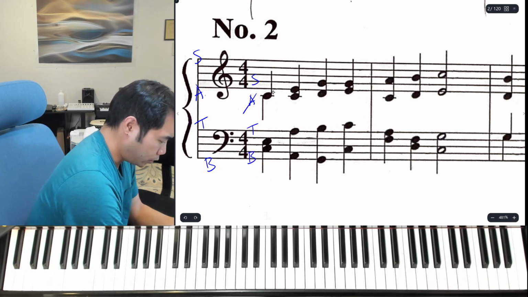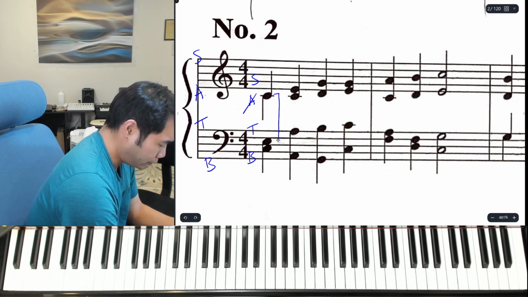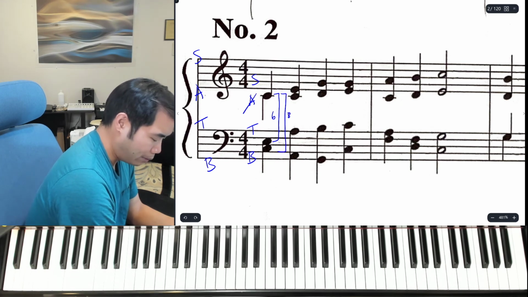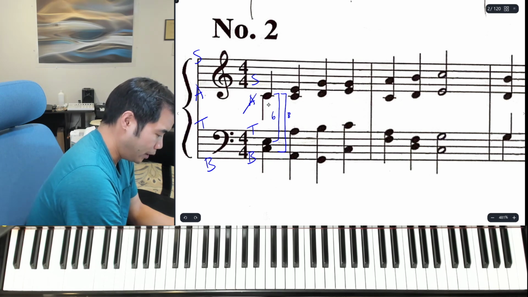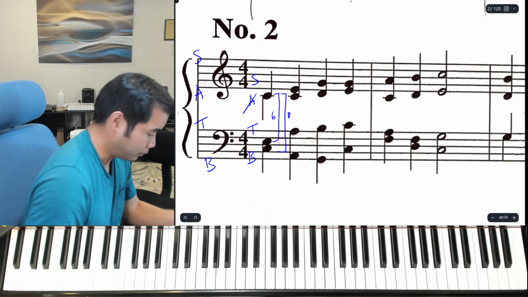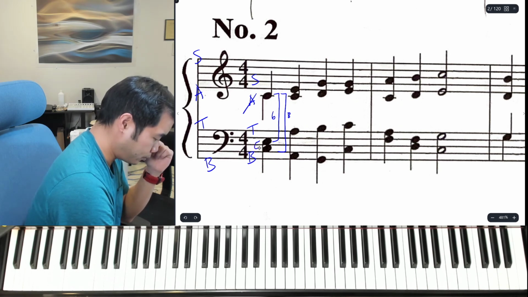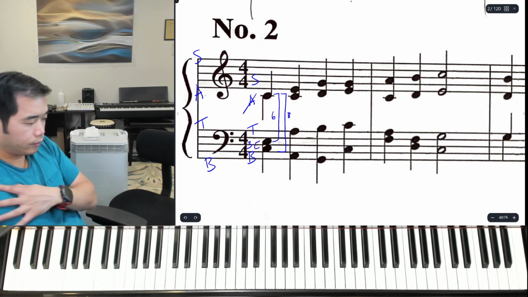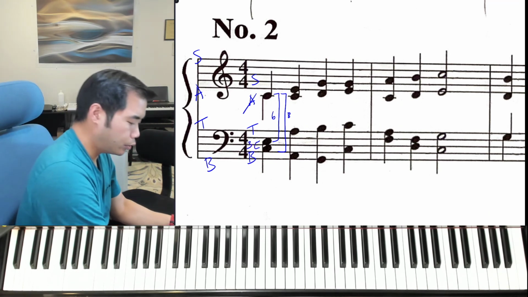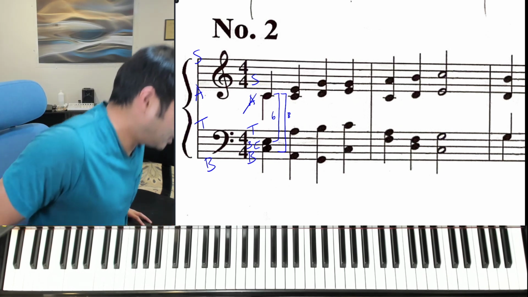Okay? So soprano to the tenor is a 6th. And then soprano to bass is an octave. I'm just doing the intervals here. And that's it. And then tenor to the bass is a 3rd. Okay? And basically that's what you're going to do. You're just going to go through and identify intervals.